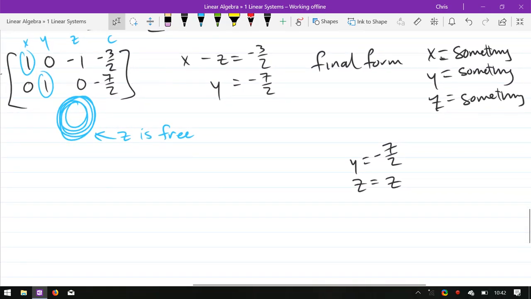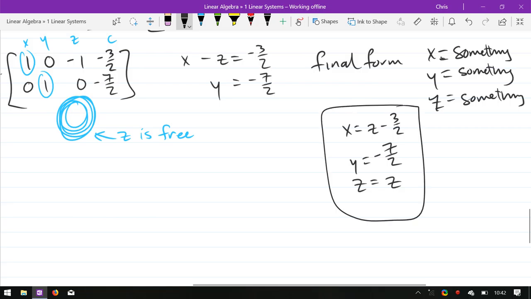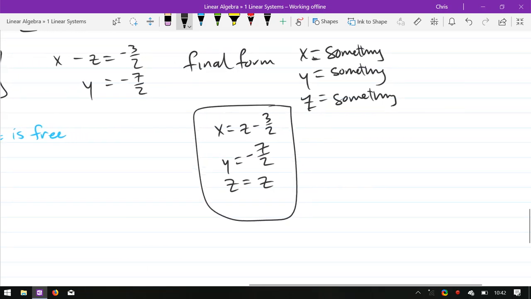All right, x, however, is not quite in that form. How do I get x by itself? Add z to both sides. So we'll write it as z first, z minus 3 halves. So this would be one way to write it out. That would be written out vertically if you write it as a point.